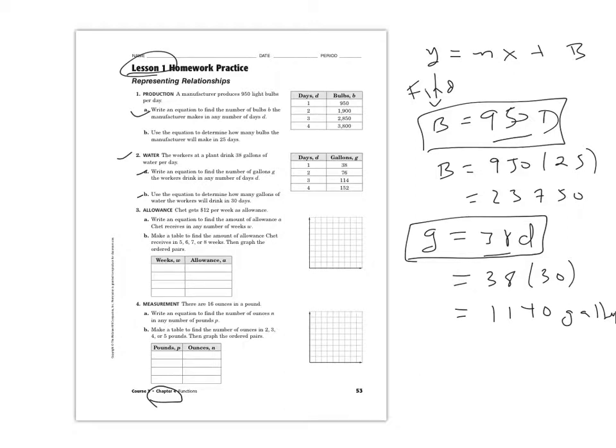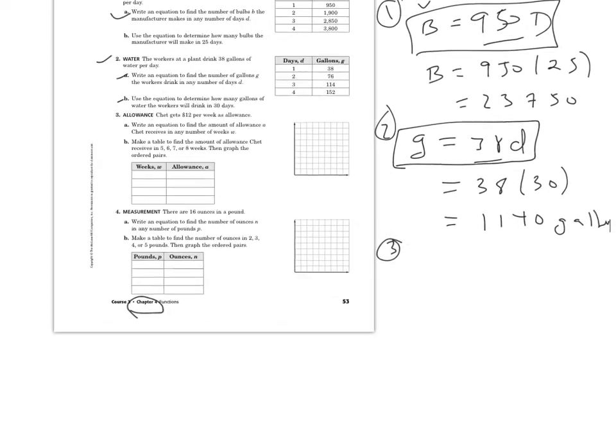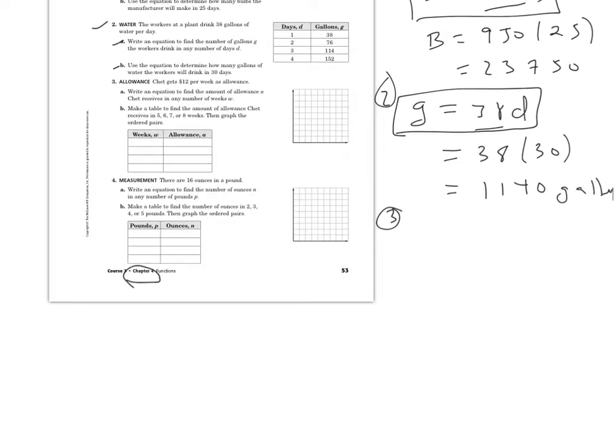Okay, so this was question number 1, this was question number 2, and now we're going to work on question number 3. Question number 3 is about allowance, and it says Chet gets $12 per week as allowance. Write an equation to find the amount of allowance A. So again, what we're trying to find is the allowance, so that goes on the left side where y usually goes.